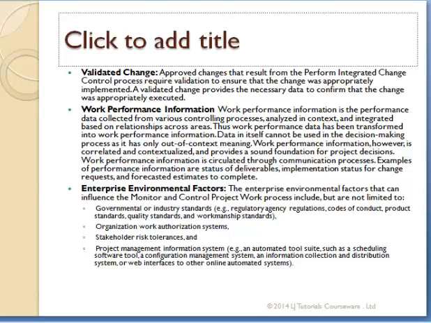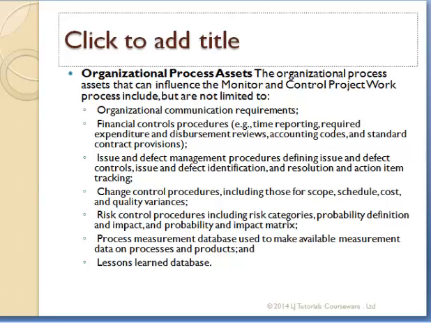Now, we'll talk about earned value management. The values from earned value management are good examples of work performance information. Then also we'll talk about the EEFs, enterprise environmental factors, the things on a project you do not have control over. Then the OPAs. The OPAs are just your data banks, the information that you need on a project, like defect management, change control procedure, risk control procedures, lessons learned database, and the rest.